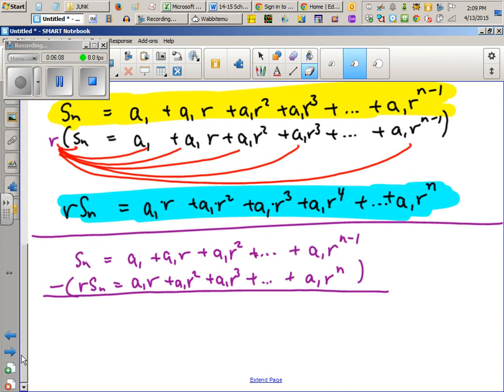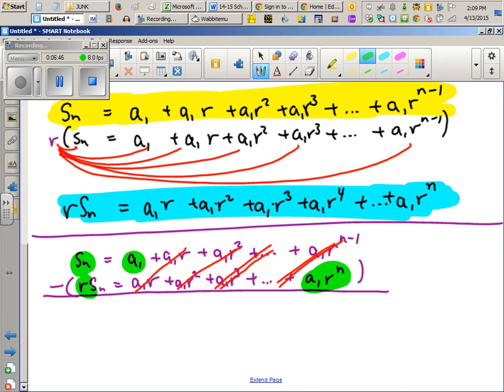Almost everything cancels out. You'll see that the a1r cancels out. The a1r squared cancels out. The a1r cubed will cancel out too. I didn't write its partner, but it would be in the first line of work also. Okay? And eventually, even the a1r to the n minus 1 would cancel out. The reason is the second list has an a1r to the n minus 1. It's just prior to this term that I wrote last. So just before this green term was the term a1r to the n minus 1. So the only things that survived here were these four things.